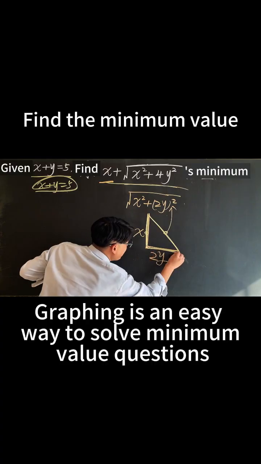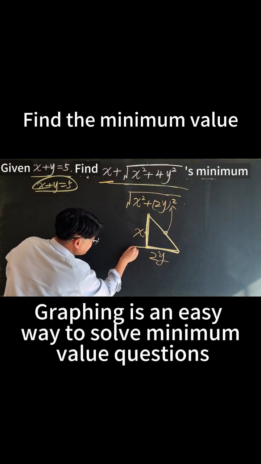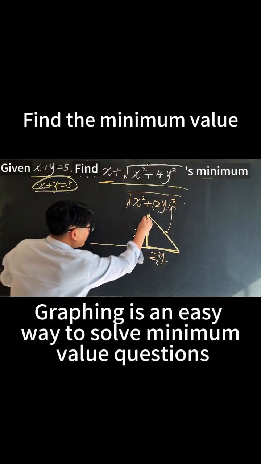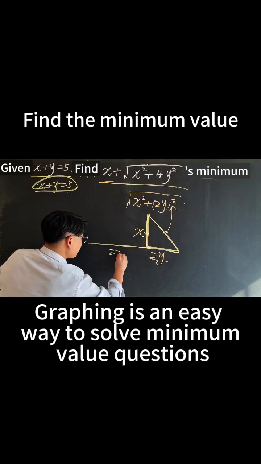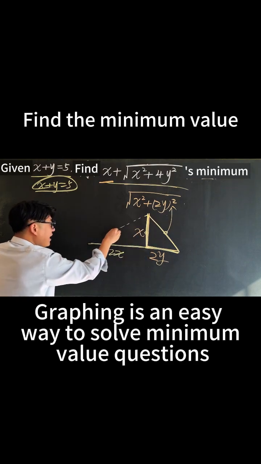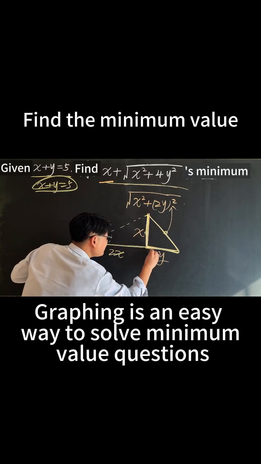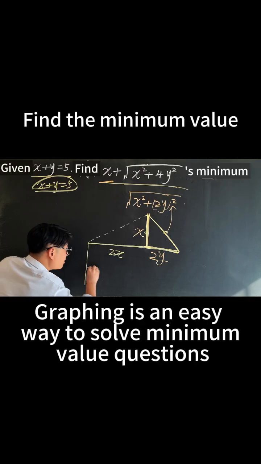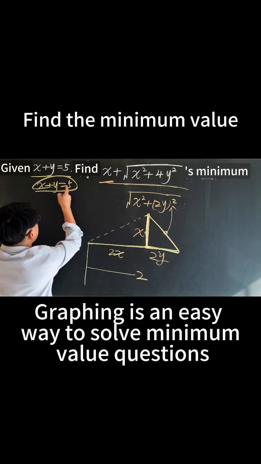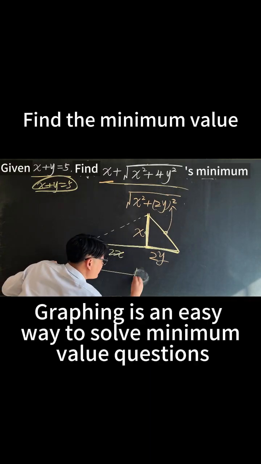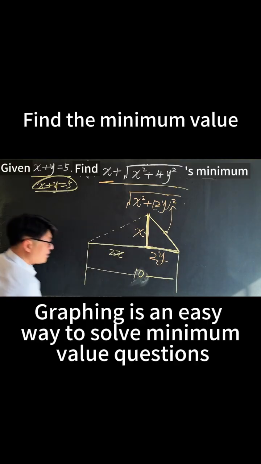Isn't there a 2y here? Let me suppose here I extend something. I'll extend twice x, 2x. If I connect this diagonal, doesn't it form a triangle? Isn't 2x plus 2y a fixed value? How long is it? The sum of the two is 5, so it's 10. You have to be careful when solving problems. Don't get so confused. Hey, do you understand this reasoning?